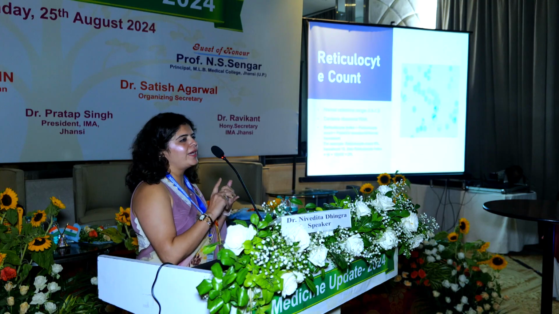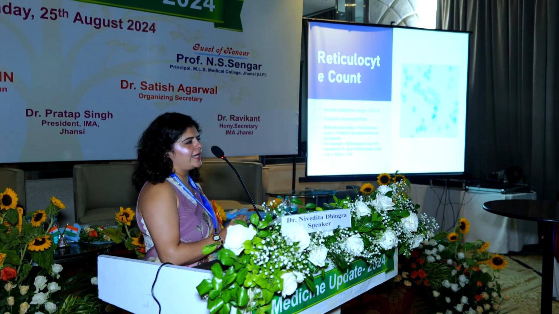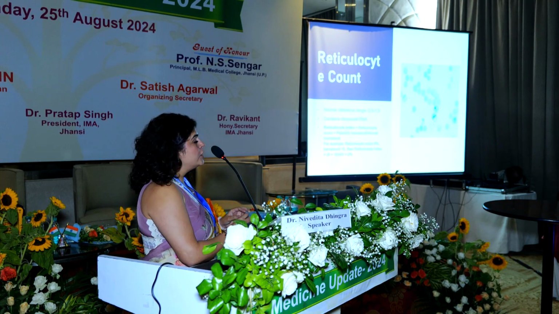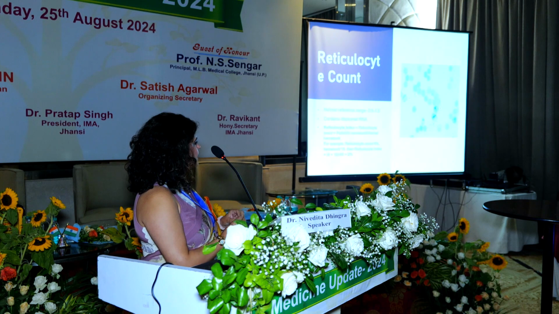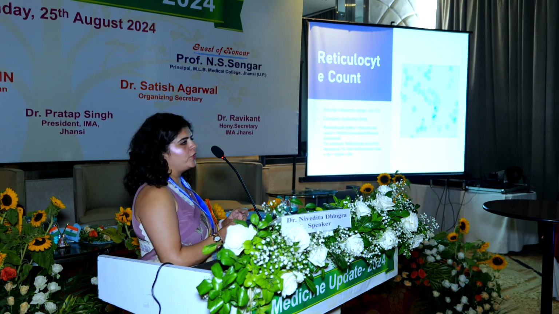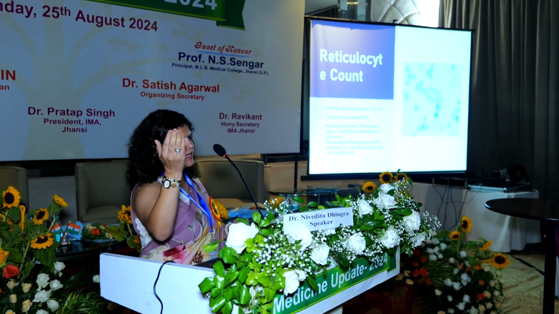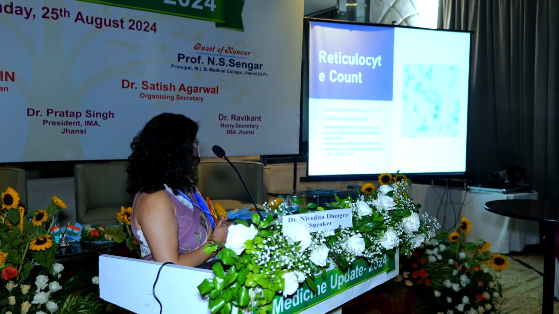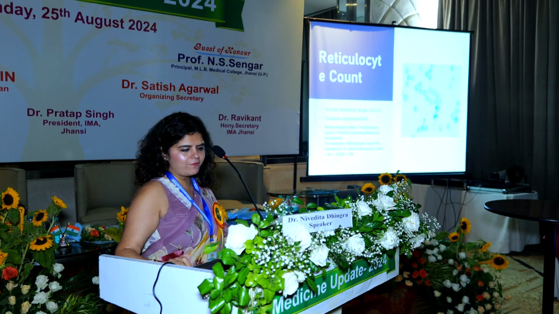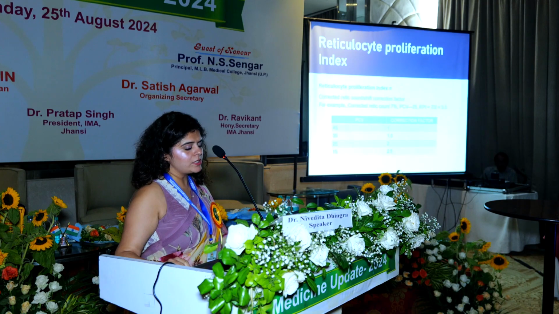One, you have to correct the reticulocyte count that you are getting for the degree of anemia. So if somebody's hemoglobin is 5 grams and the reticulocyte count is 12%, you have to correct it for the degree of anemia. So you have to do this calculation and find the corrected reticulocyte count.